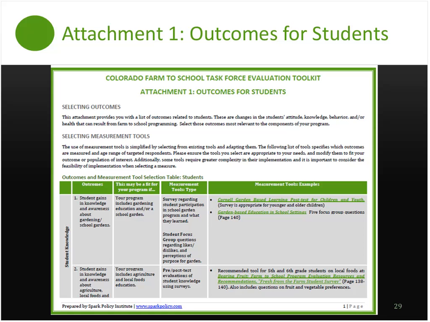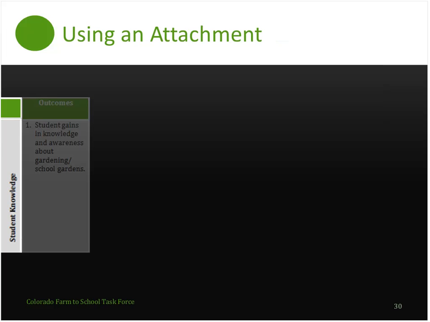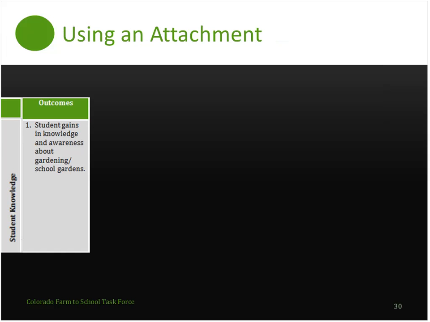This particular screenshot should look familiar to everyone. It's the screenshot of Attachment 1, Outcomes for Students. And as a reminder, last week we took a closer look at each attachment, and I want to just go over it very, very quickly. On the far right column is information about the type of outcomes, such as student knowledge. In this next column, we actually list a specific type of outcome. Here, we see outcome number 1, which is about student gains in knowledge and awareness about gardening and school gardens.